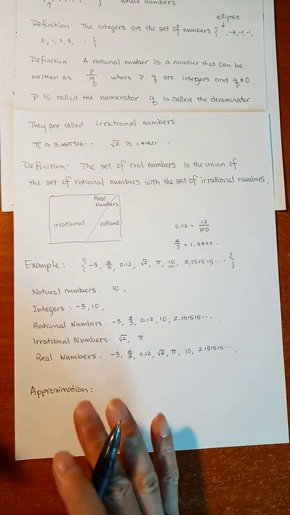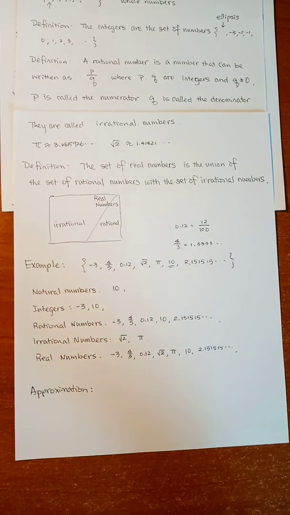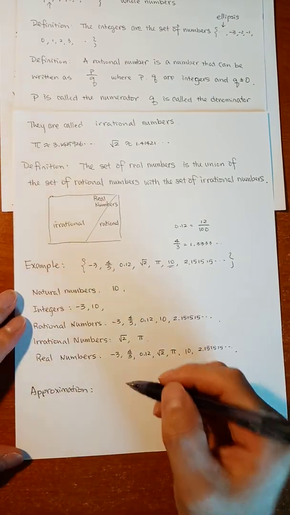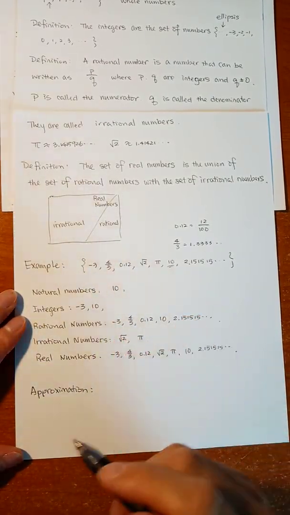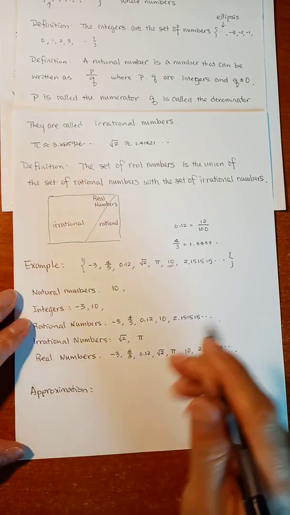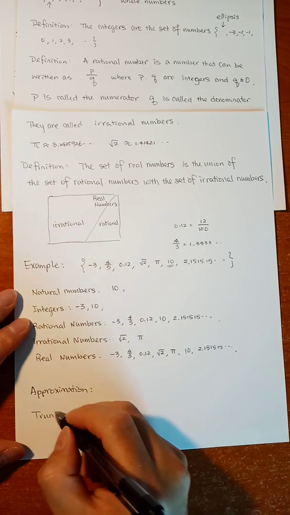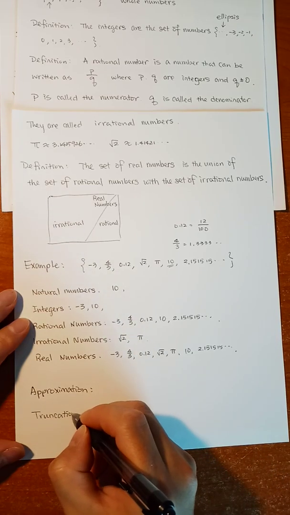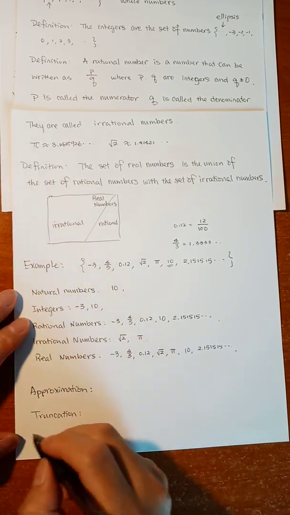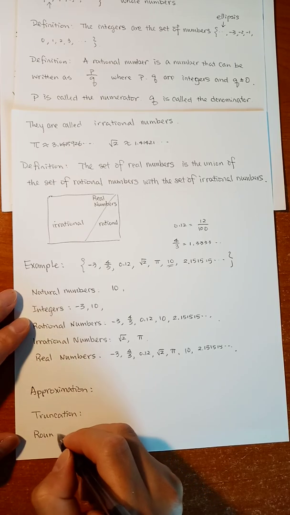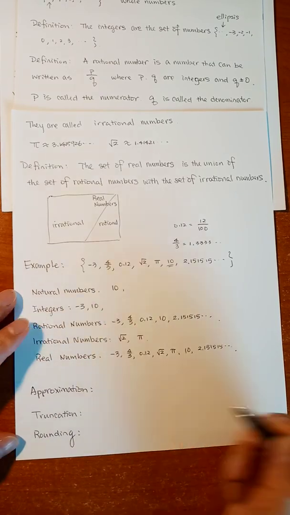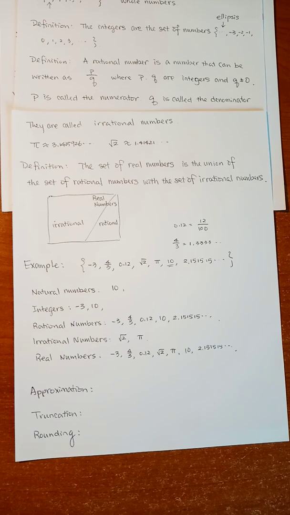Approximation. Whenever you do approximation, they're your choice. You may choose this approximation, you may choose that approximation. There are two common ways to approximate some numbers. One is truncation, one is rounding.